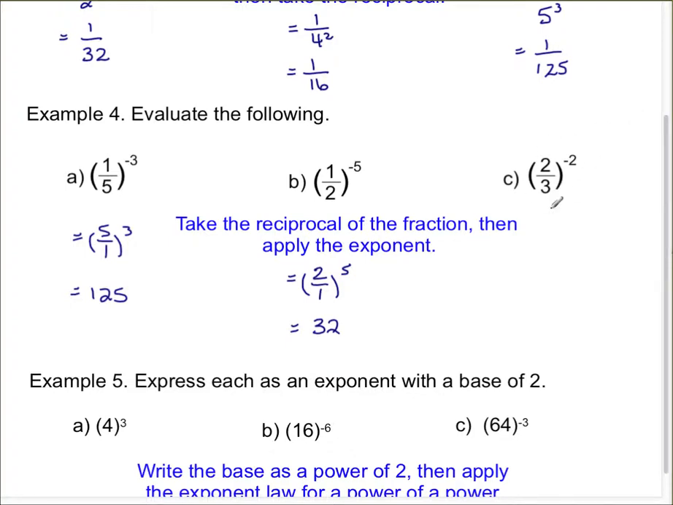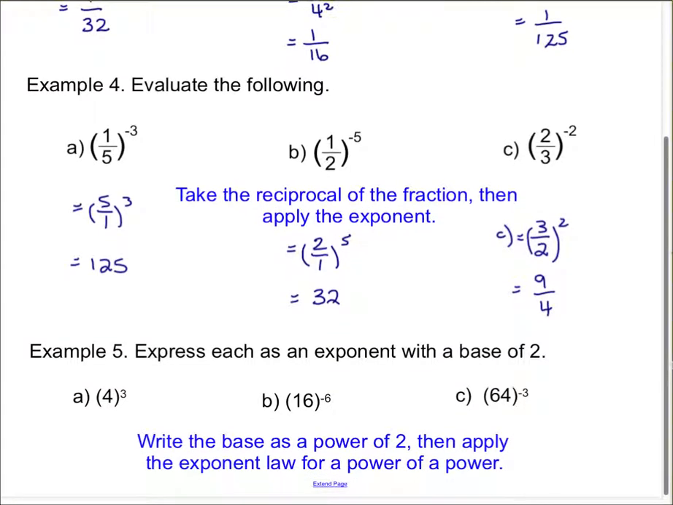And lastly, this one's a tiny bit more complicated, but we're going to flip it over too. So 2/3 becomes 3/2 when I flip it over. And this exponent becomes positive. So I get 3/2 squared. Now, what happens when I have a square on a bracket? Well, we talked about that yesterday. We have to square the top and square the bottom. So this actually becomes 9 over 4. That's 3 times 3 over 2 times 2.